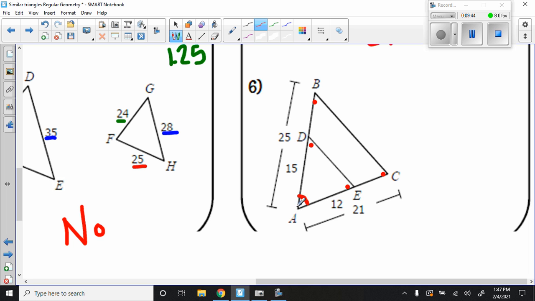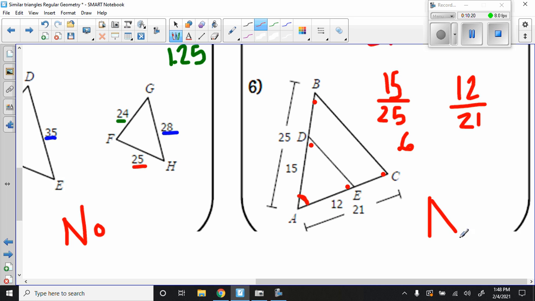So let's check. Our scale factor for the top side should be 15 on top of 25. Let's check if that is the same as 12 on top of 21. If this decimal, when I divide this, is the same, these are similar. 15 divided by 25 is 0.6. 12 divided by 21 is not 0.6.